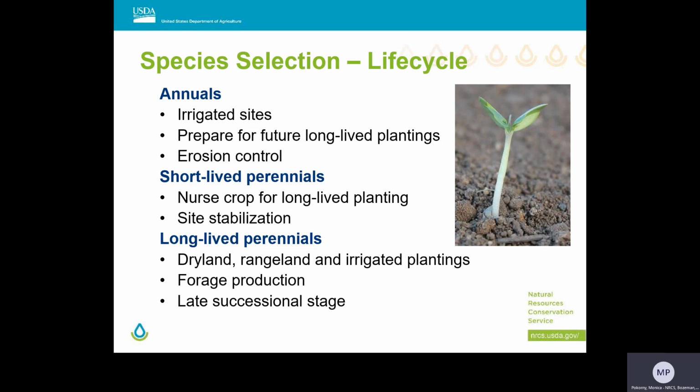It can be used to stabilize a site, and it can also be used as a nurse crop for longer-lived plants. But generally, what we're most commonly seeding on a site is the long-lived perennials. And we're using these on dryland sites, rangeland sites, and also irrigated pastures. And they provide the forage production that we'd like to see on a site. Also, they're considered late successional stage plants, and they're more stable in the community, so there's less changeover in species.